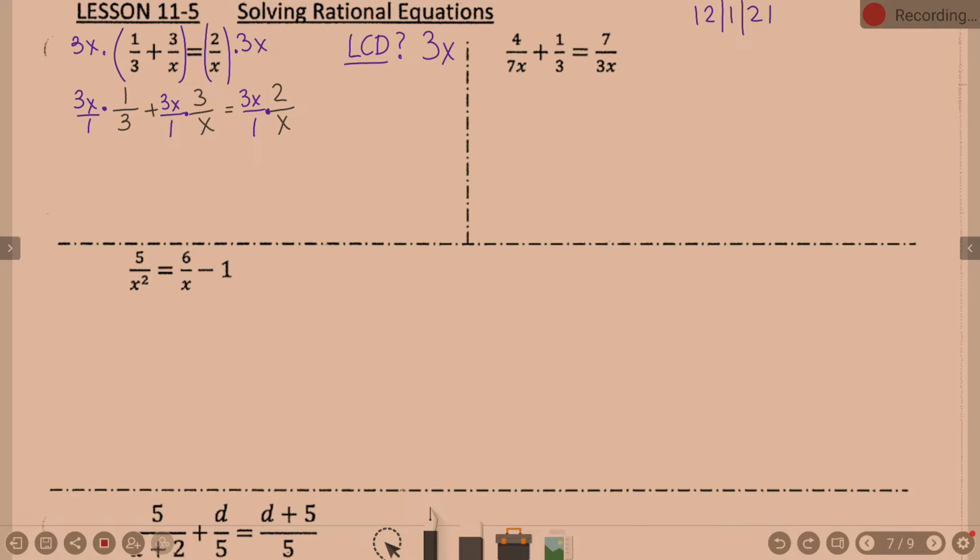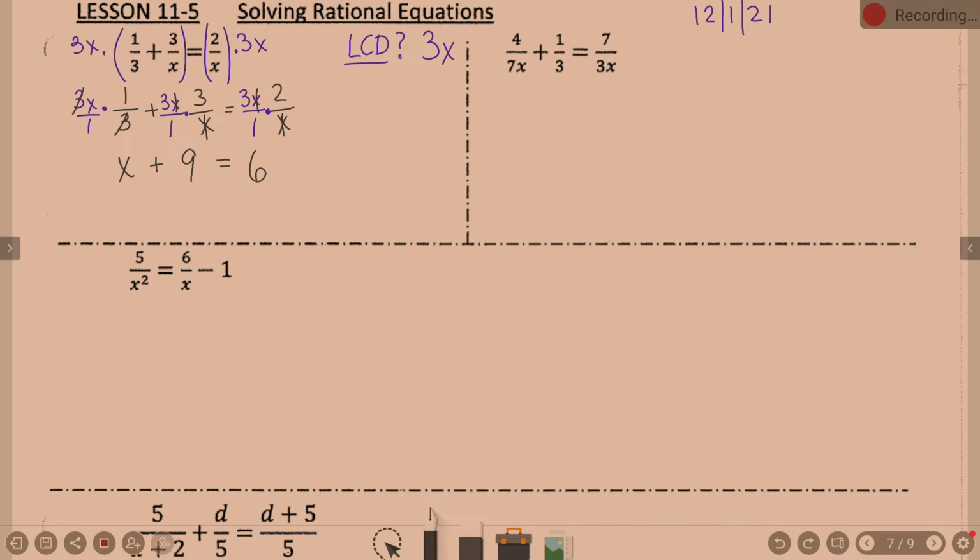There you go. So on the first set, 3x over 1 times 1 over 3. What cancels between the numerator and the denominator? The threes. If the threes cancel, what remains? X times 1, which is x, plus. Okay, now repeat the next part. What cancels, numerator and denominator? There's an x on top, an x on bottom. What remains? 3 times 3, which is 9. Carry down my equal sign. What cancels? The x cancels with the x. What remains? 3 times 2, which is 6.